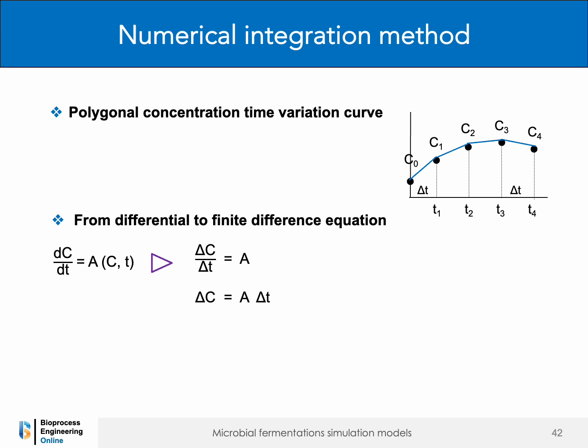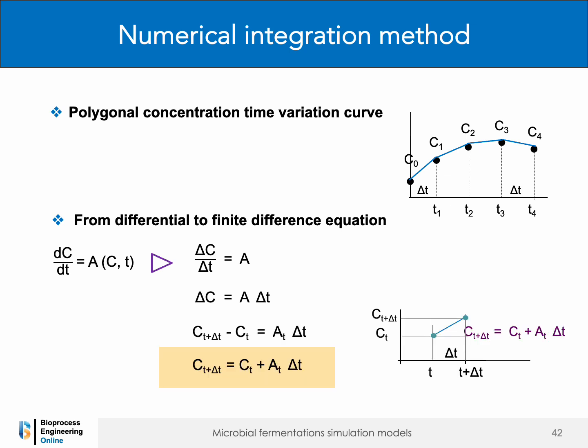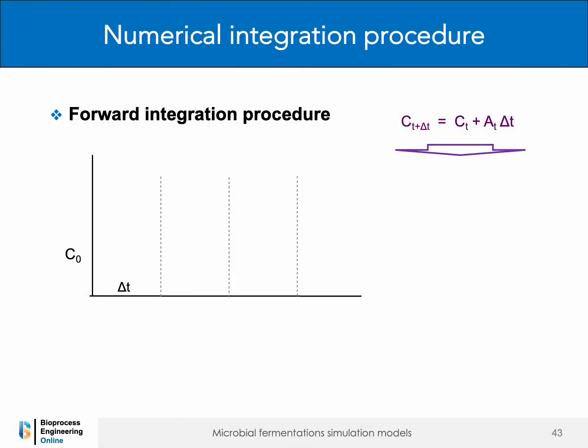The incremental concentration variation delta C is the difference between the concentration C at time t plus delta t, and Ct at time t. The resulting finite difference equation is C at t plus delta t equals Ct plus At delta t. At is the slope at time t of the concentration time variation. The difference relation between the concentrations at time t and t plus delta t is used in the following way to carry out the numerical integration.